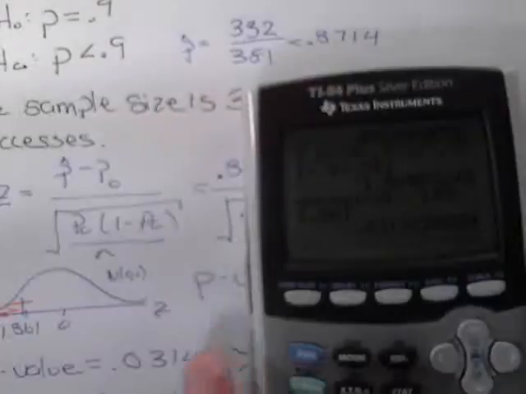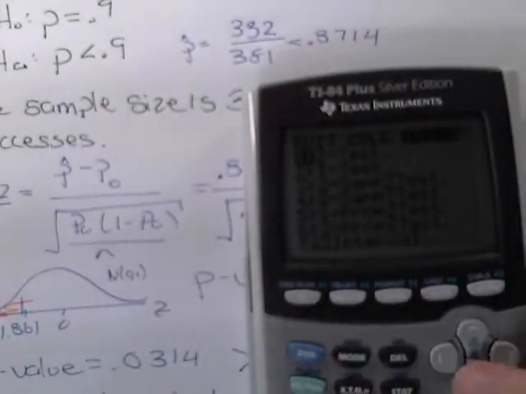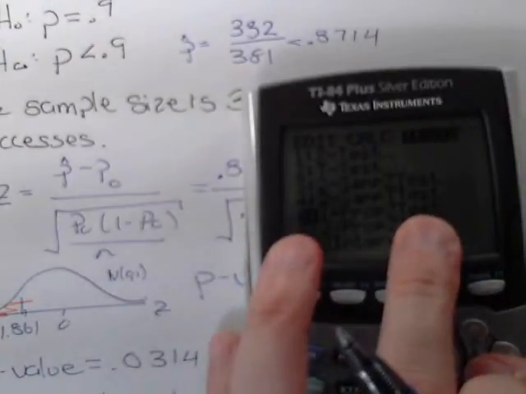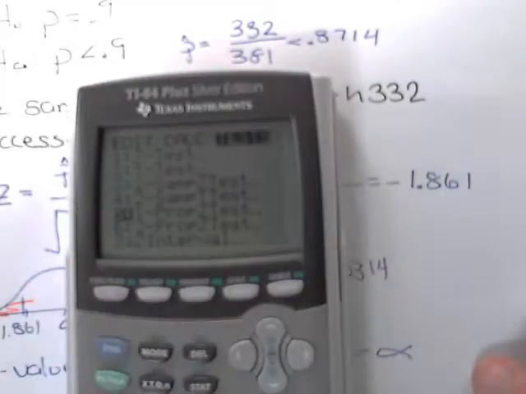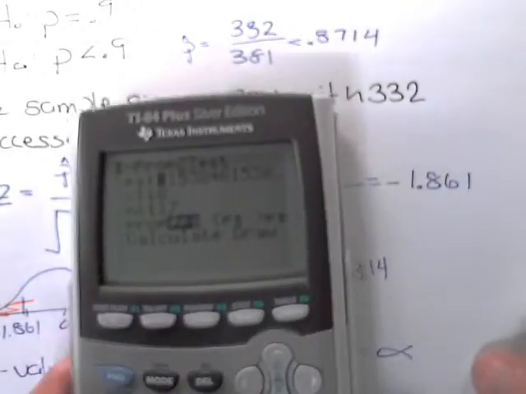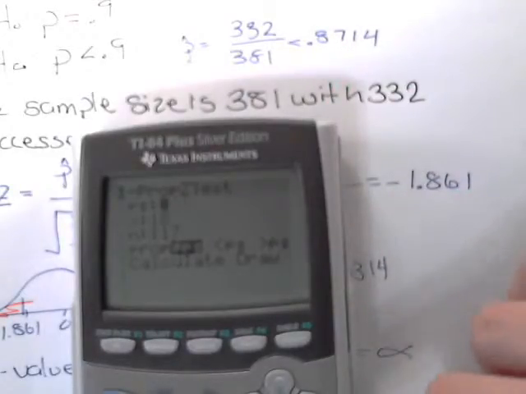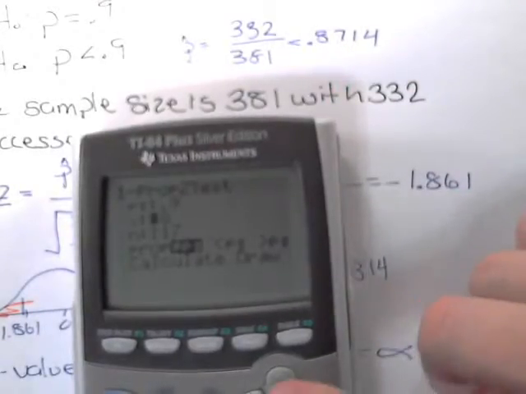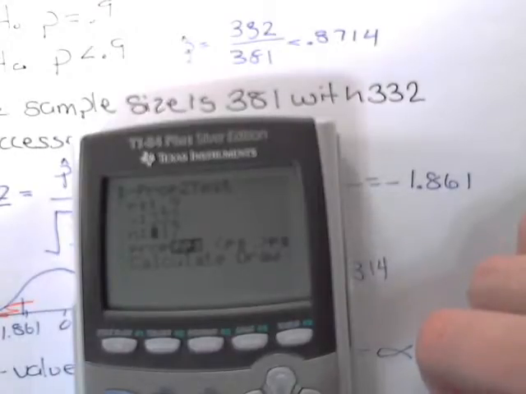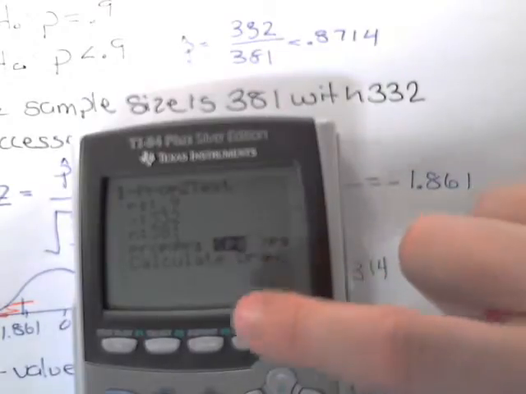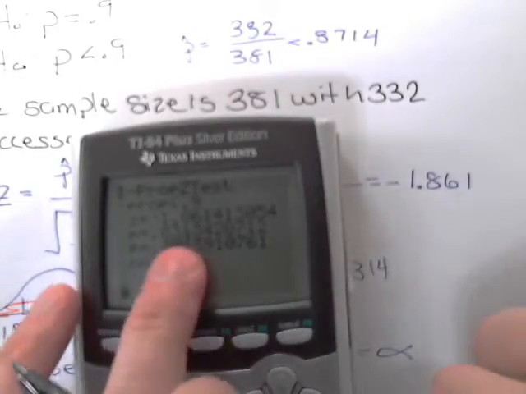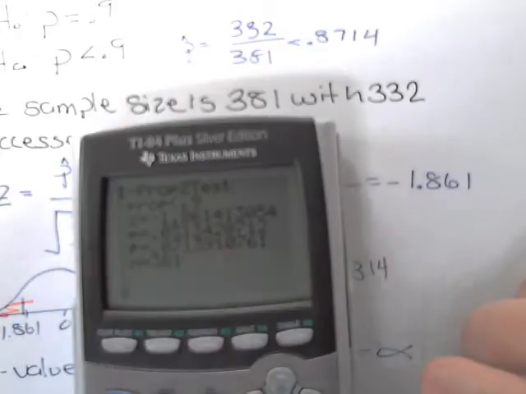We can do this all in the calculator by doing a stat test. This is a one sample proportion test. This is number 5. The sample proportion in this case is 0.9. We had 332 successes out of 381. This is a left side test, and then calculate. We get the same p-value and test statistic here.